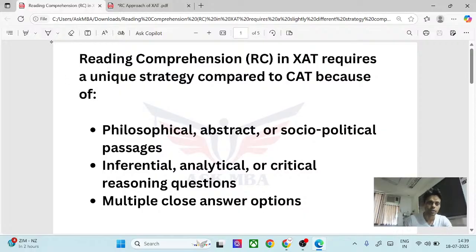XAT examination registration is on, and there are students who really do not know how to approach the XAT examination RC, and they compare it with the CAT examination. Usually, students are preparing for the CAT exam, but somehow they are always in a confused state about whether XAT examination RC is difficult or easy.